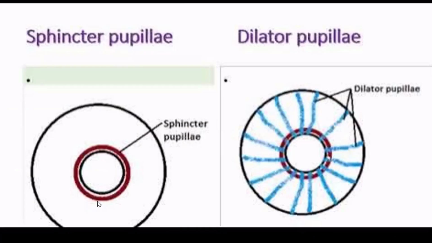Here, two muscles are responsible for dilatation or contraction of the pupil. The circular muscles, which are the sphincter pupillae, contract the pupil, and the radial muscles dilate the pupil.